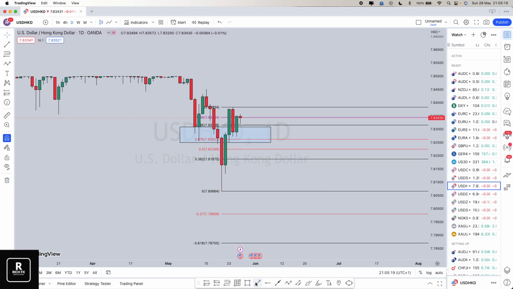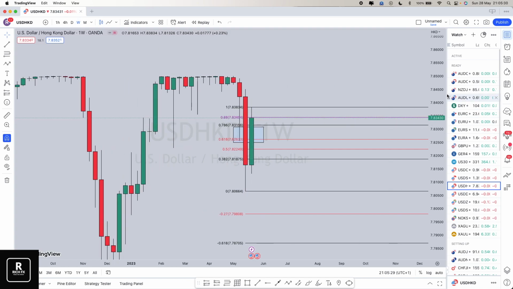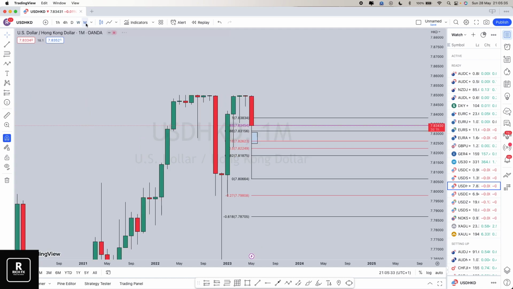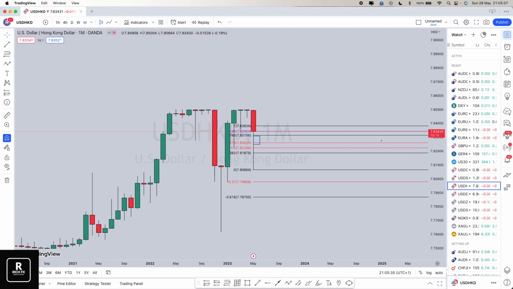Unless price decides to break above this level over here. If price decides to break over this level over here, then it's a different question. But still looking for sells. And if you go to the weekly, you can see, okay, price is bullish, but it's giving us that retracement. And you can go to the monthly, and it's the same thing.